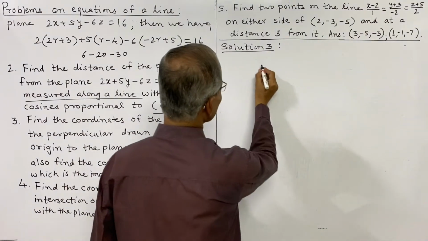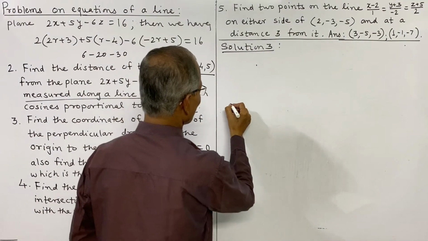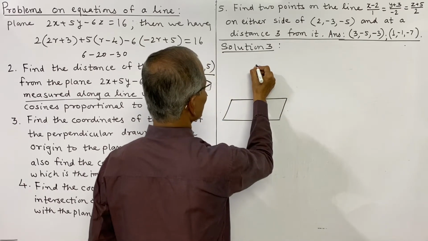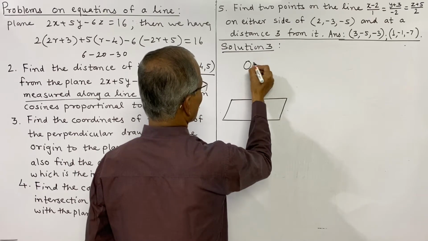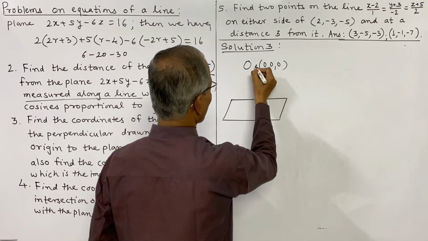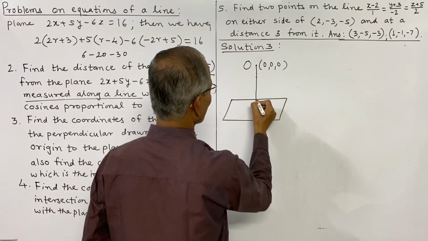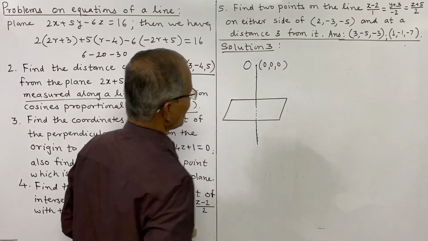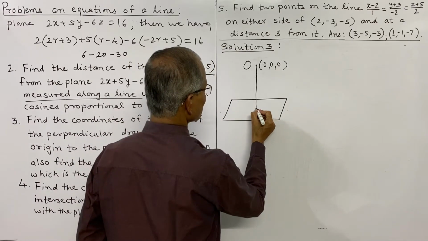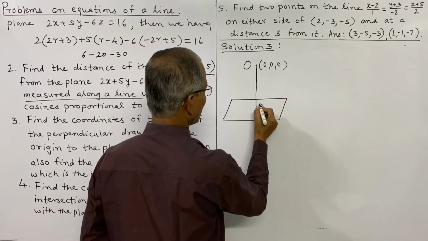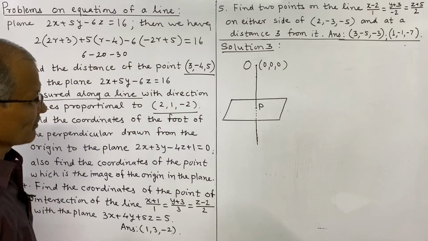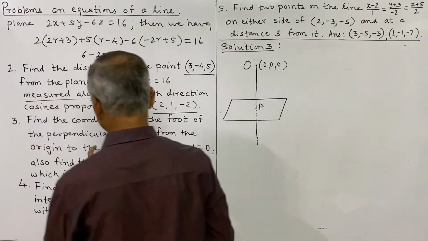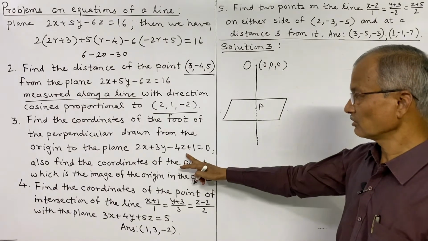Suppose for simplicity we consider this as the given plane, and suppose the origin is at this point O. The coordinates are 0, 0, 0, and we have to find the foot of the perpendicular from the origin. So suppose it is P, the foot of the perpendicular from the origin to this plane. We have to find P.